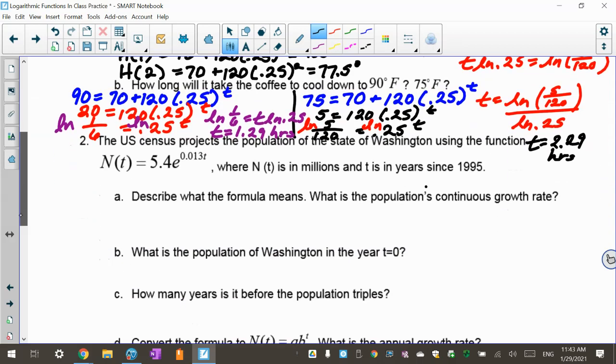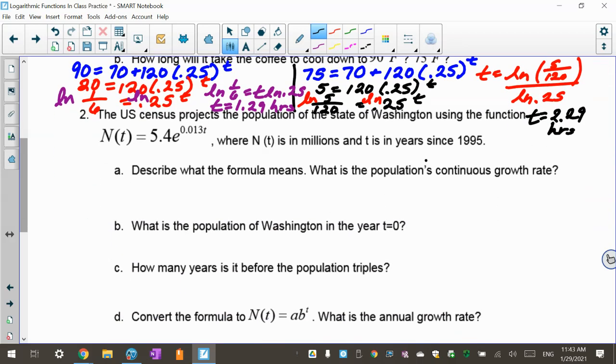All right. So let's look at number 2. It says the U.S. Census projects the population of the state of Washington using the function N of t equals 5.4 e to the 0.013 t, where N of t is in millions. So this is in millions of people.